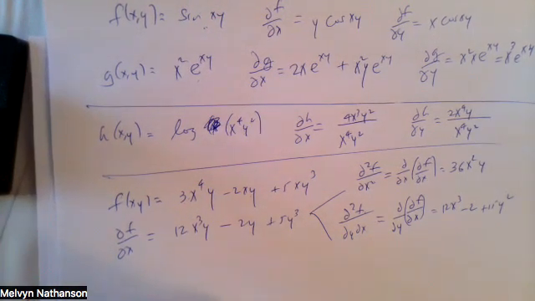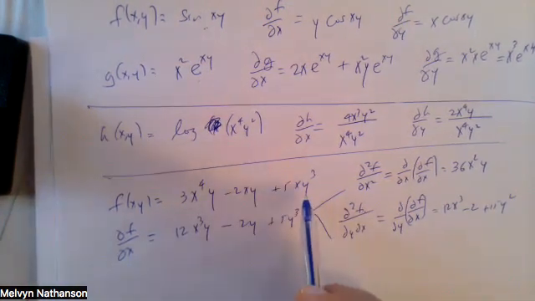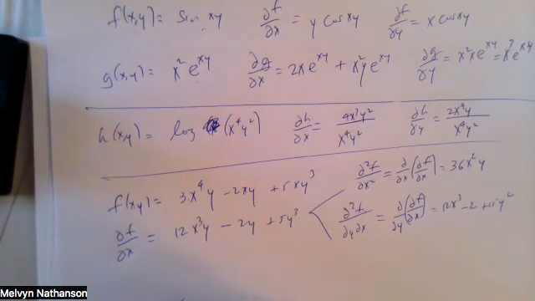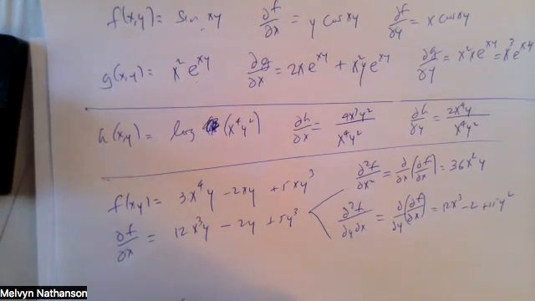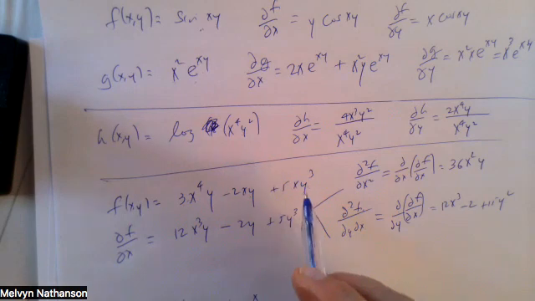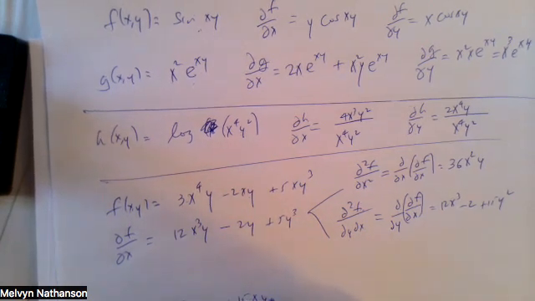Suppose I take the partial of f with respect to y for this function. When I differentiate this with respect to y, I get 3x to the fourth minus 2x plus 5x times the derivative of y cubed, which is 3y squared, and 3 times 5 is 15, so I get 15xy squared.